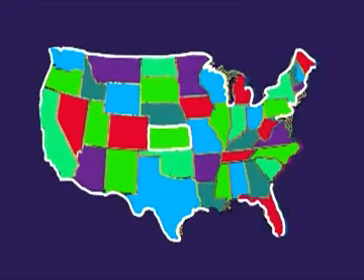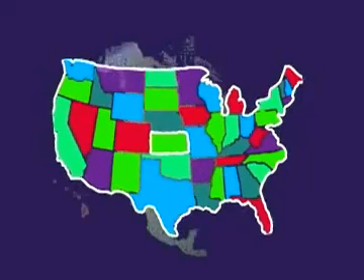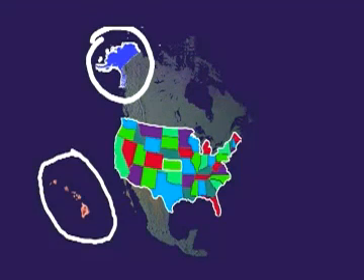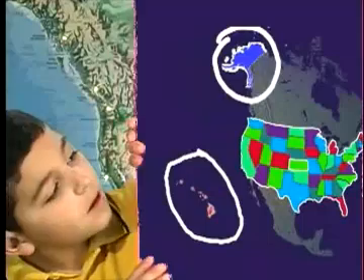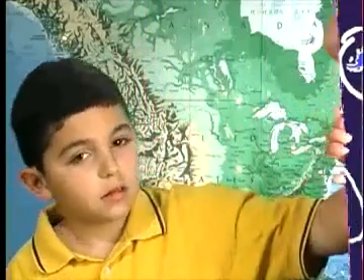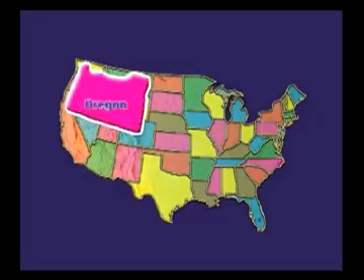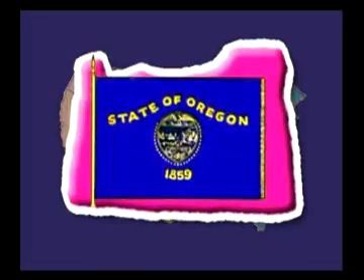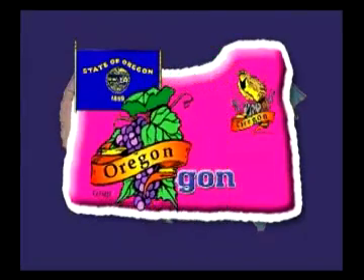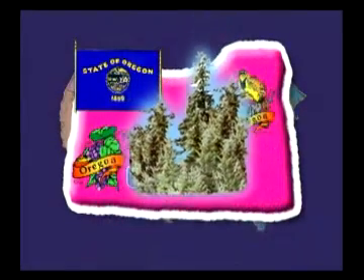On this map, you can see that two of our states are far away from the others. They are Alaska and Hawaii. Hey, Alaska's next to our neighbor Canada. And Hawaii is in the middle of the ocean. Cool! Every state is special and has its own flag, state bird, state flower, and state tree.